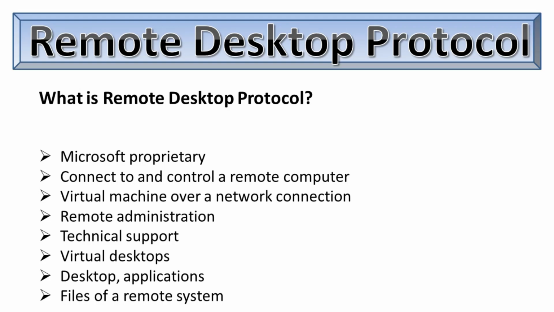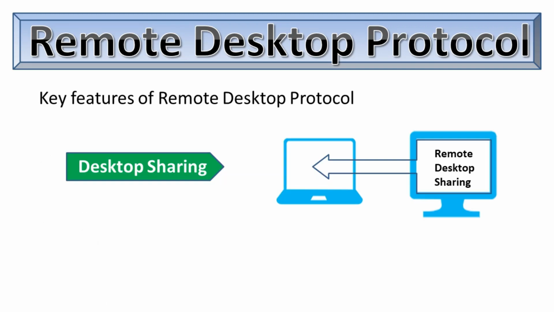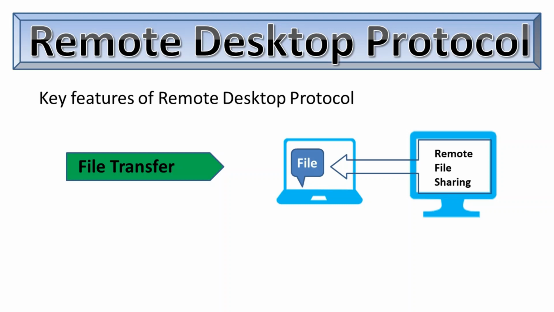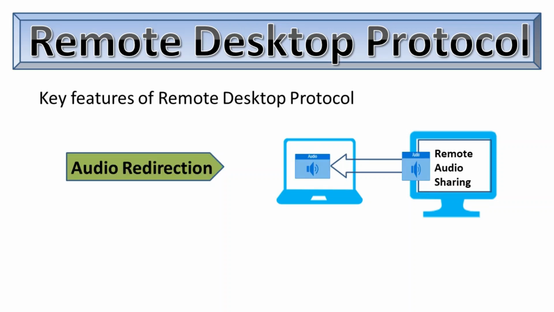Let's now understand some key features of the Remote Desktop Protocol. At first, we get the feature of desktop sharing. RDP allows the sharing of the desktop interface of a remote computer and provides full control over its graphical user interface. Next, file sharing. Users can transfer files between the local and remote computers during an RDP session. Then audio redirection. RDP supports the redirection of audio from the remote computer to the local machine, so we can get the remote computer's audio on our local machine as well. That enables users to hear sound generated on the remote system.